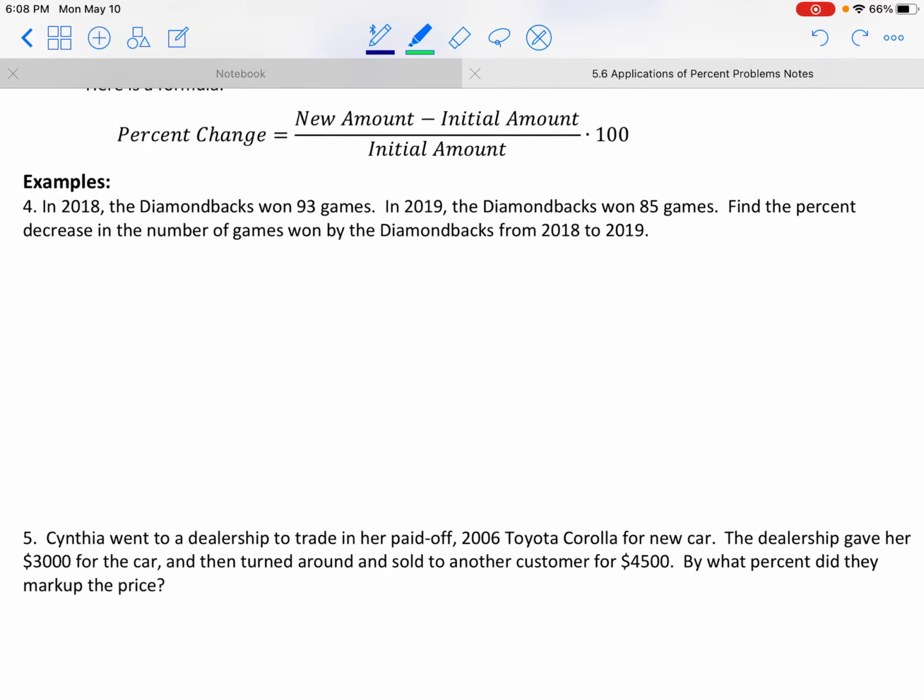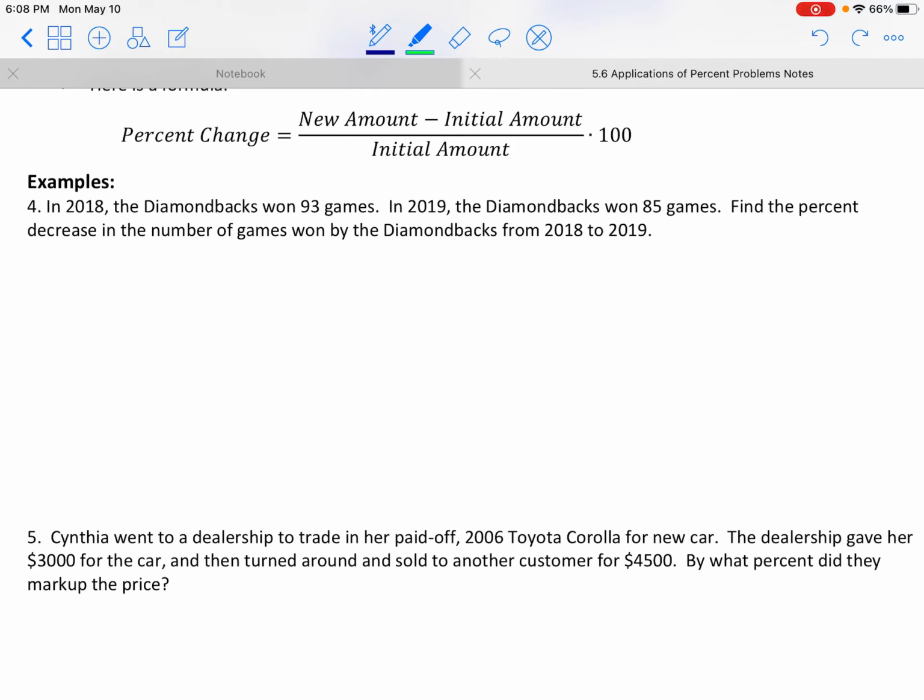For instance, in number 4, it says in 2018, the Diamondbacks won 93 games. And then a year later, the Diamondbacks won 85 games. Find the percent decrease in the number of games won by the D-backs from 2018 to 2019. So the percent decrease, that's what we're looking for here.